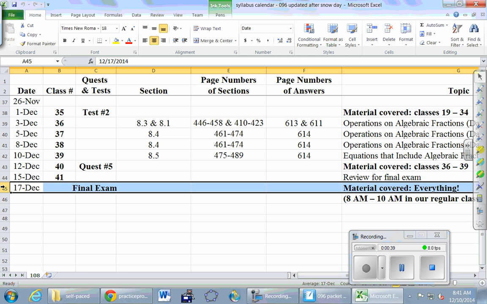And then Wednesday, 1 week from today, is a final exam, 8 a.m. right here in this room. Questions on the calendar?